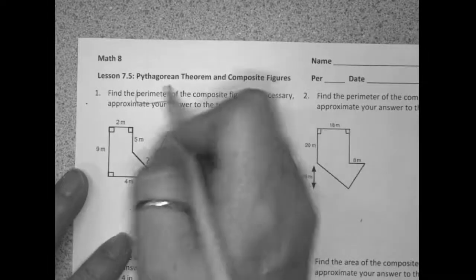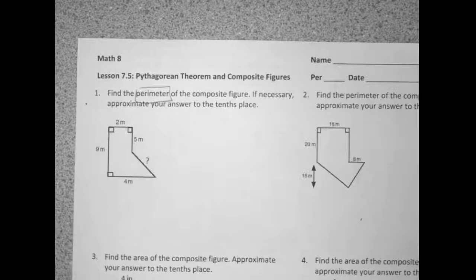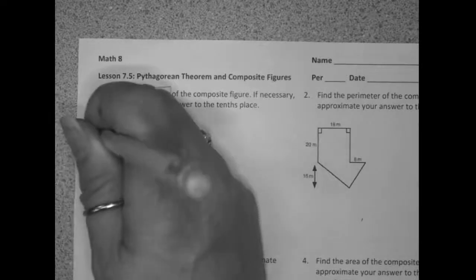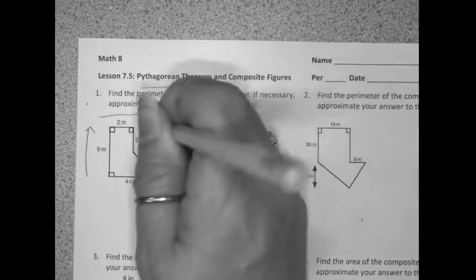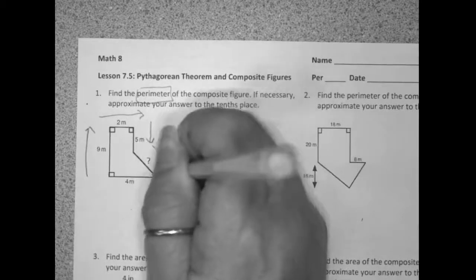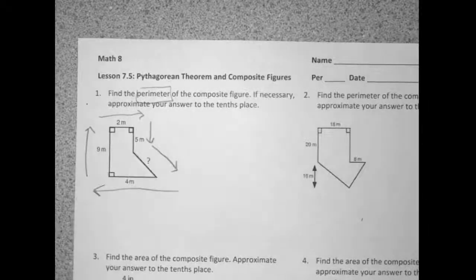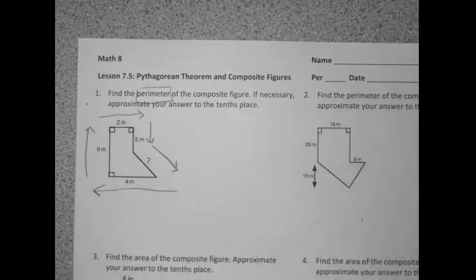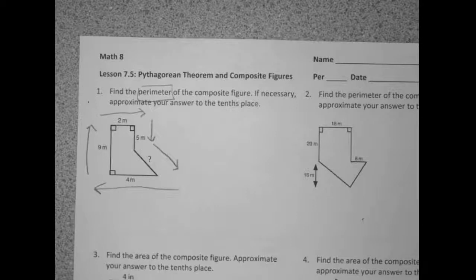Perimeter. What does perimeter mean? Anybody? Jordan? Not area. It's the length around. Okay, so we need to know the length all the way around. So we're going to have to use Pythagoras' theorem to solve some of these problems. Okay, and we're also going to have to use some common sense. So we're going to have to create some triangles in here.